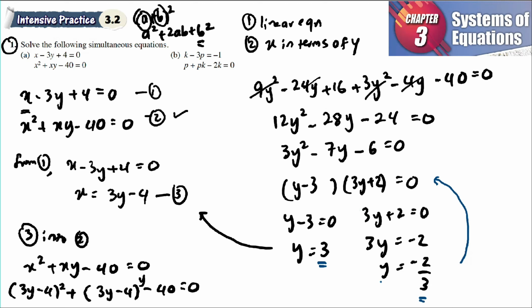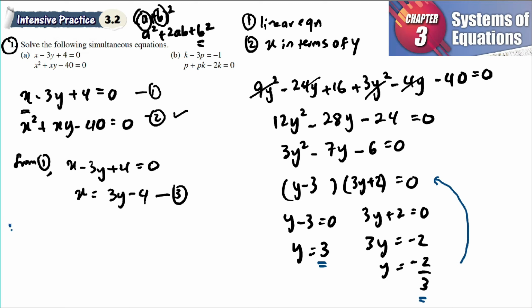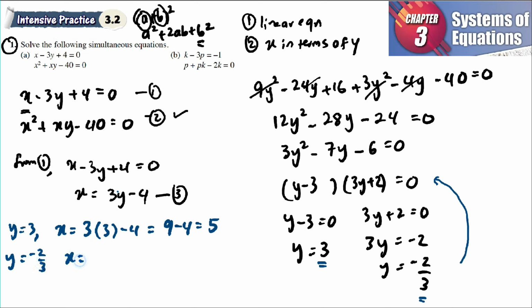Okay, now you have y, you can find your x. Down here, when y is equal to 3, x is equal to 3y minus 4, which is 9 minus 4, which is equal to 5. When y is equal to negative 2 over 3, x is equal to 3y minus 4, right? 3 times negative 2 over 3 minus 4. So this one can be cancelled out. Negative 2 minus 4, where you get negative 6.